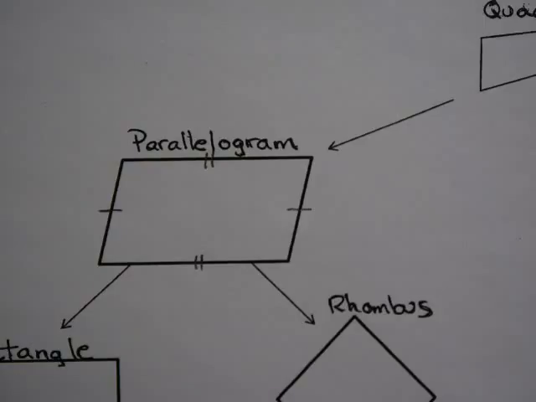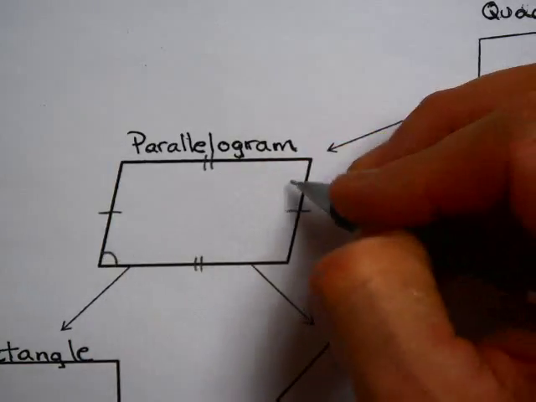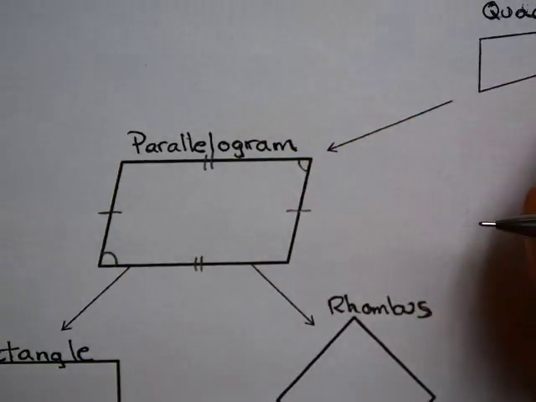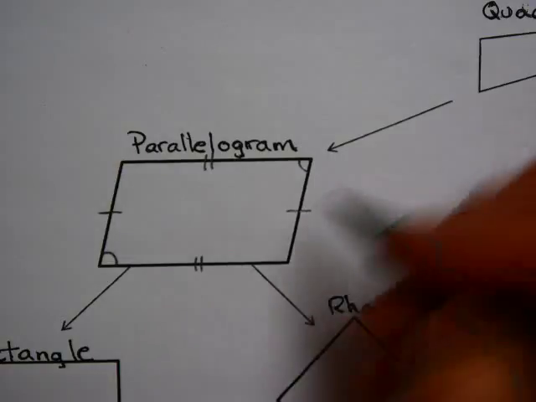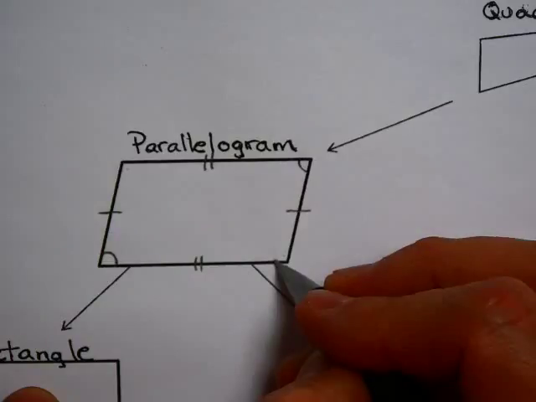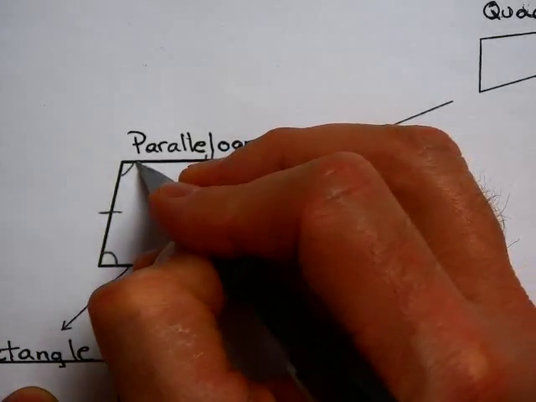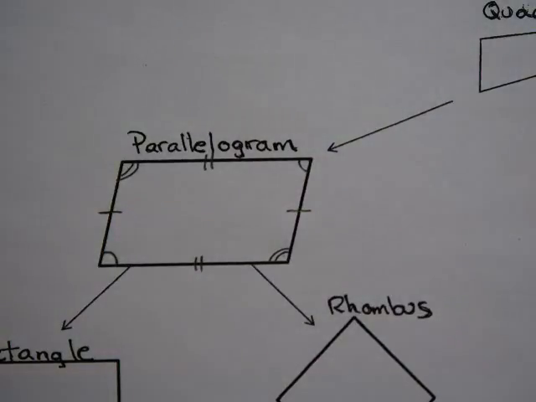And opposite angles are congruent. Congruent is a term that means equal. So this angle is equal to this angle. And this angle is equal to this angle, but they're not the same as these two, so I'm going to have to mark them differently. So this angle and this angle are equal.